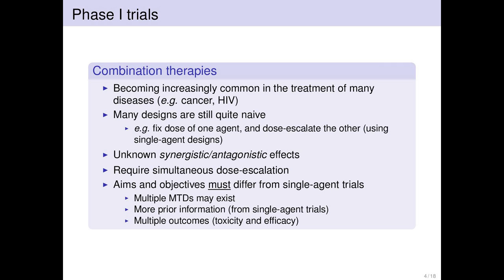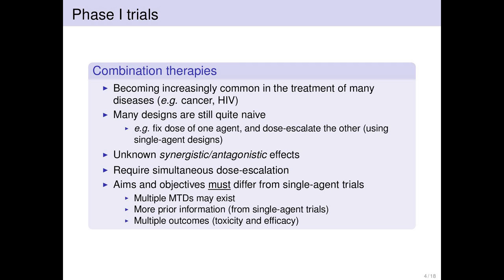And really, in combination therapies, the aims and objectives have to differ from that of single-agent trials. For example, there may be multiple maximum tolerated doses. That is, there may be multiple dose combinations that all have very similar toxicity profiles, yet the combination of the two doses may be quite different. And so just by looking at a toxicity outcome, we may not be able to distinguish between these dose combinations. And so therefore, you might want to take forward more than one dose combination into phase 2 to assess efficacy.